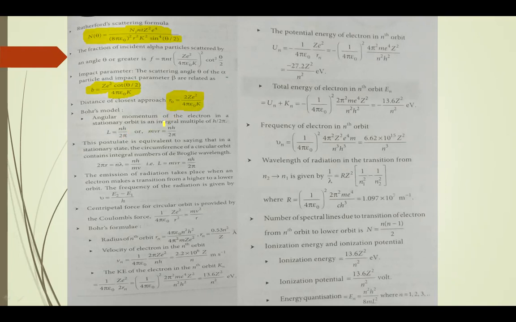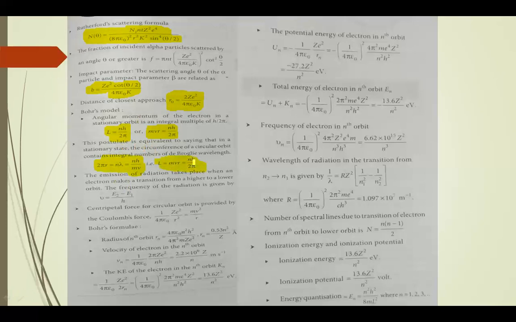Then Bohr's model, under which we have studied three postulates. The first postulate is the angular momentum of the electron: L is equal to nh by 2 pi, or you can write L as mvr, so mvr is equal to nh by 2 pi. Initially you can say that the orbits are stationary. This postulate is equivalent to equating the circumference to n lambda.